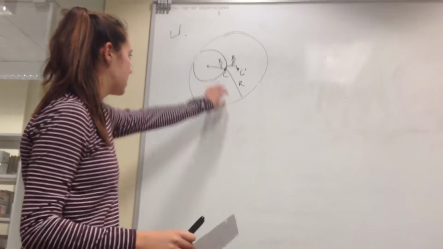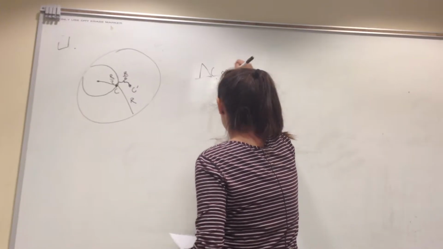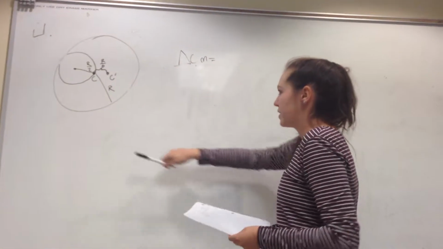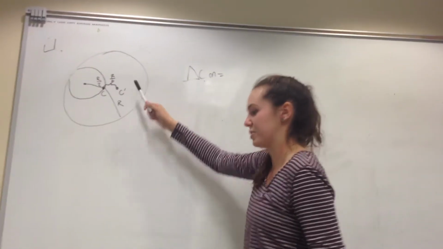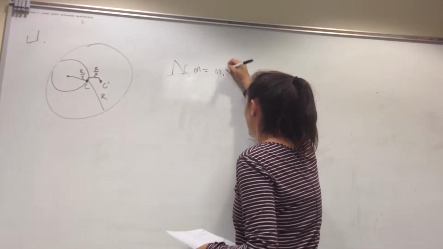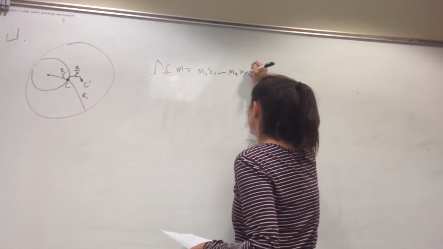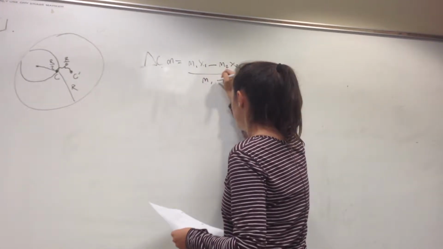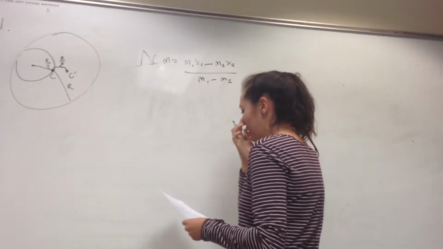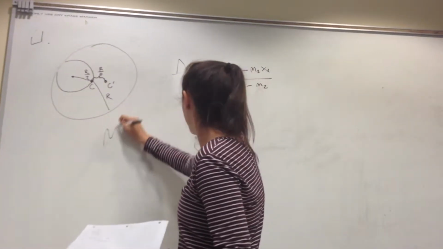We want to prove that the distance between C and C prime is r over 6. So we want to find the change in the center of mass. We're going to count this as a negative mass, and the other is the initial. So m1 x1, just the big one, minus m2 x2, which is the little hole, and then over m1 minus m2.